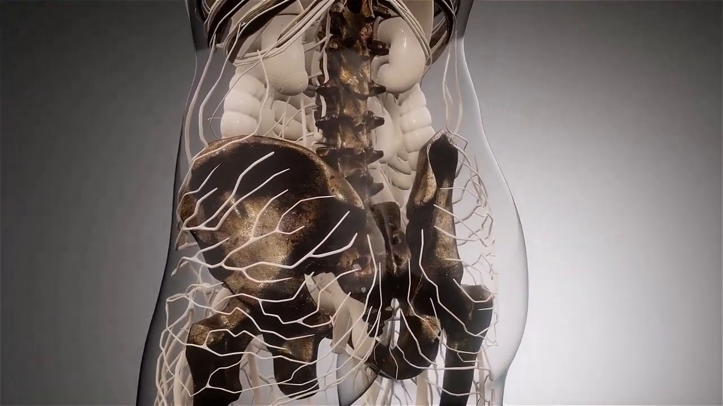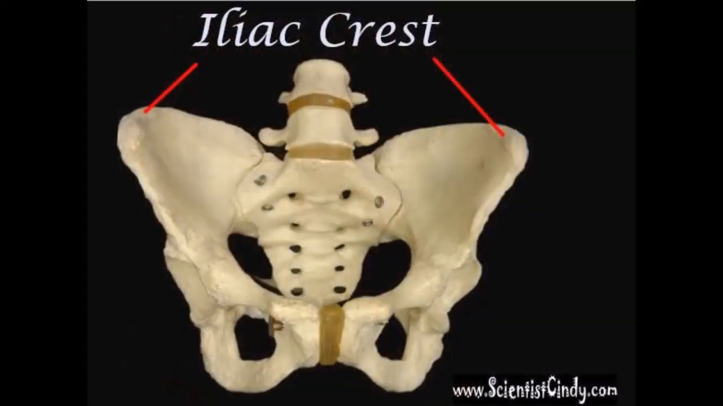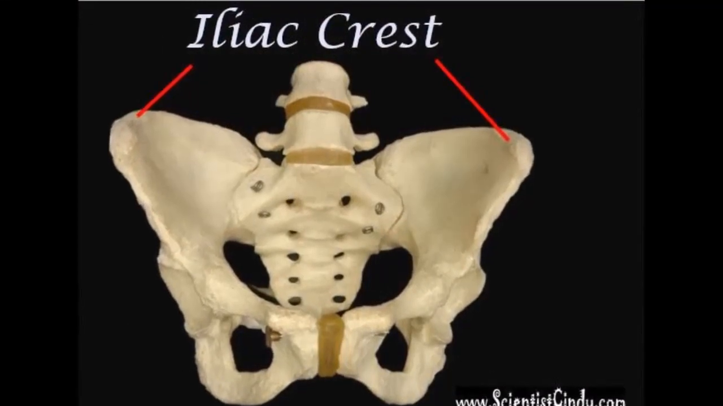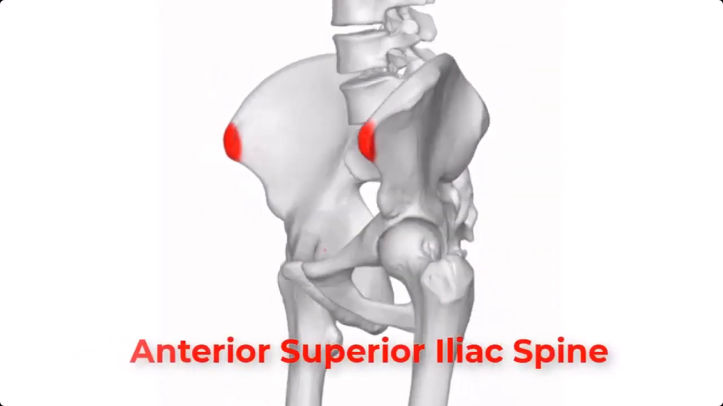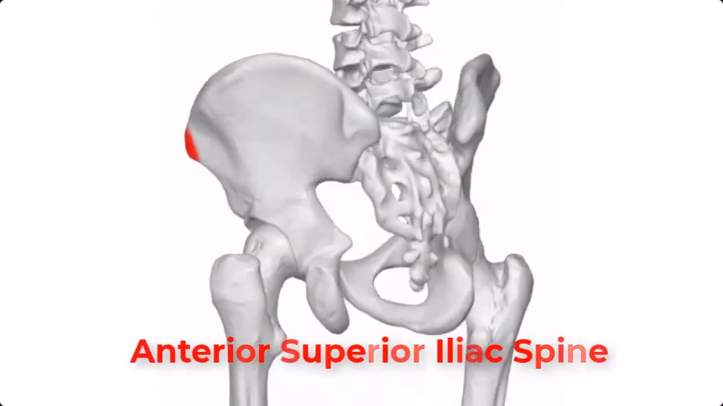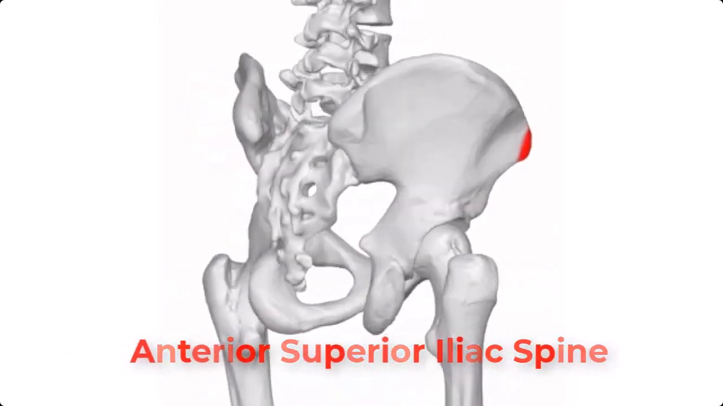When you place your hands on your waist, you can feel the arching superior margin of the ilium along your waistline. This curved superior margin of the ilium is called the iliac crest. The rounded anterior termination of the iliac crest is the anterior superior iliac spine.